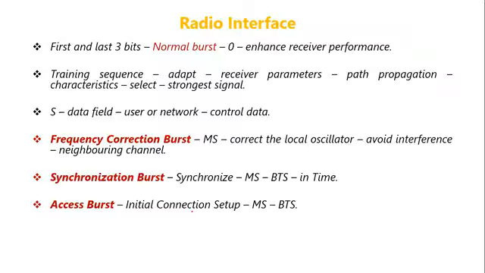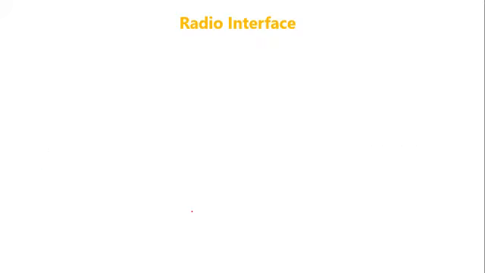Okay. So the normal burst defines these bursts also. And also there is an access burst. It is used for initial connection setup. We have all these four bursts. The frequency correction burst helps the MS tune itself to synchronize with the local oscillator, the synchronization burst helps the MS synchronize with the BTS, the access burst is for initial connection setup, and the dummy burst is used if no data is available for a particular slot.